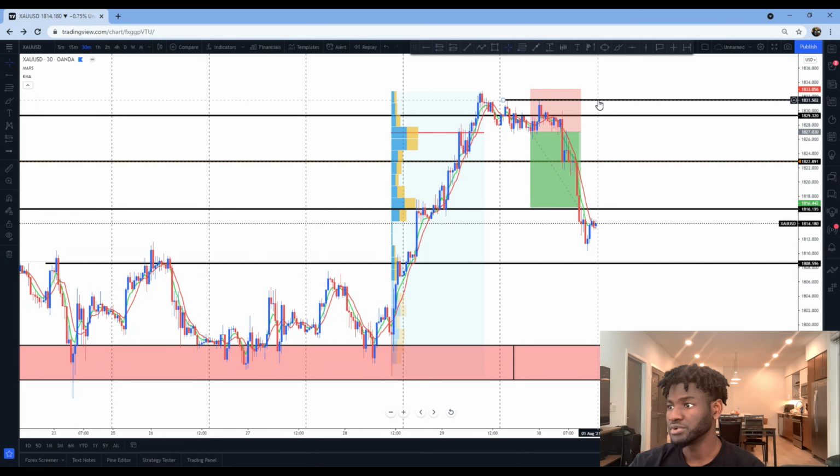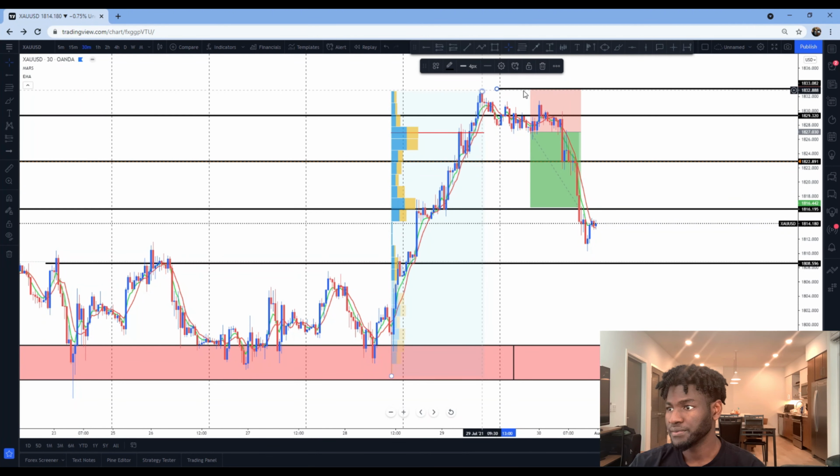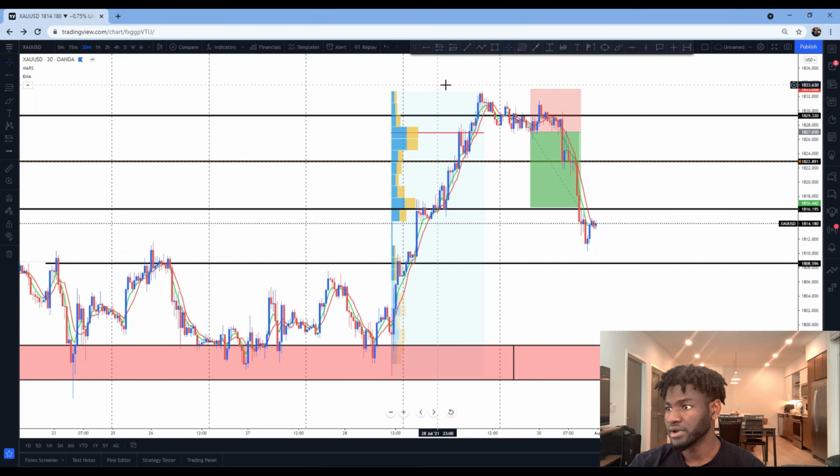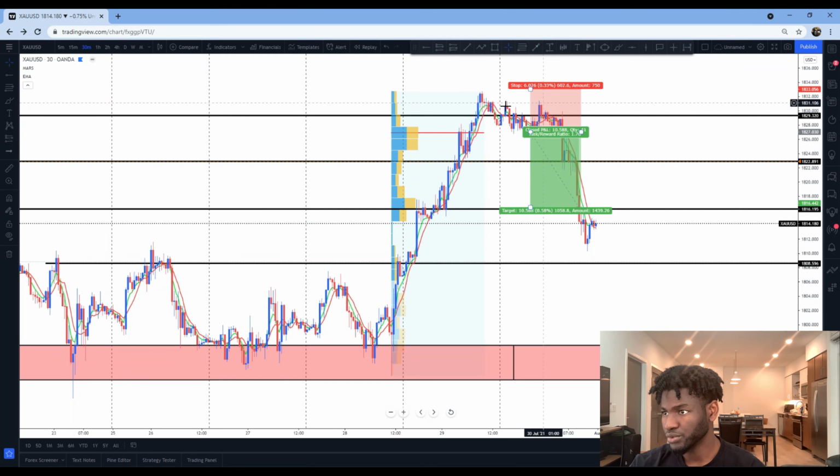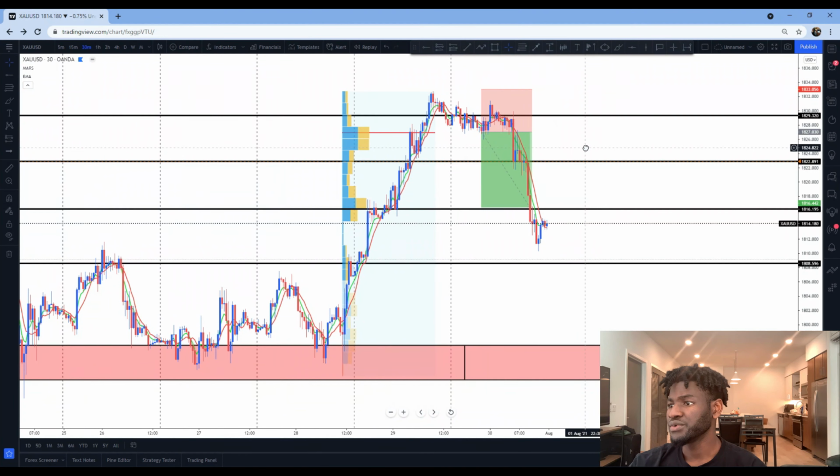I was like, okay, let me put my stop loss just above this major high right here, and I put my stop loss right here. As you can see, price retested this previous resistance zone right here, and we have a drop. So this was an easy trade, but I was patient.